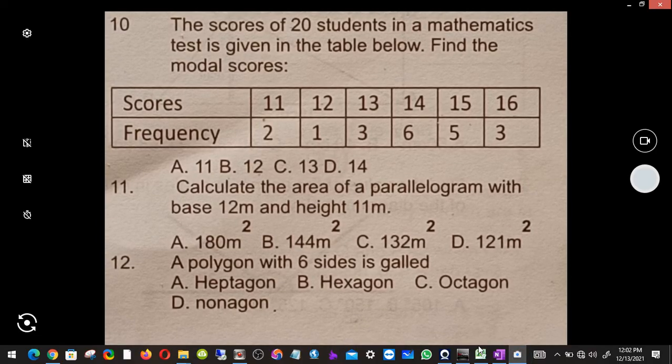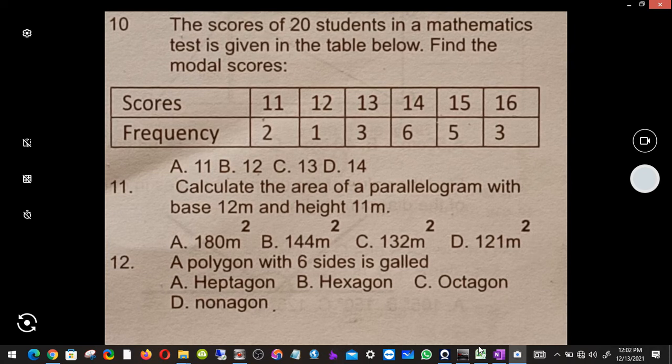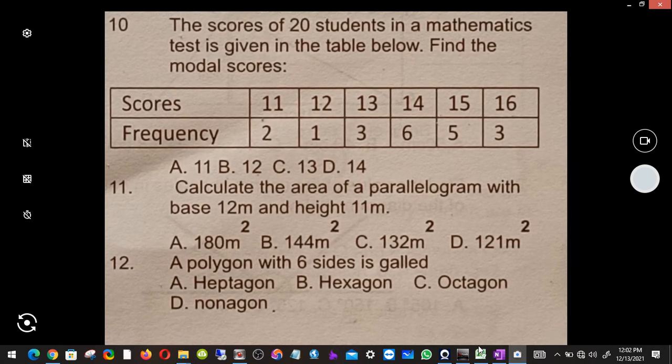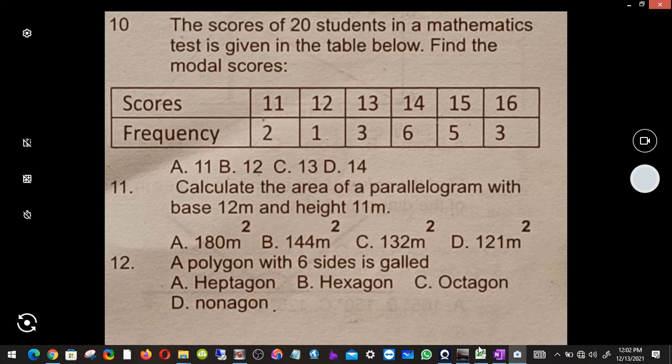Option C. Number 12. A polygon with 6 sides is called what? Hexagon. Hept is 7. Hex, hexagon is 6. Octagon is eight. Nonagon is nine. Okay. Number 13.